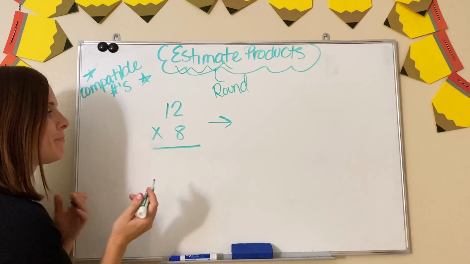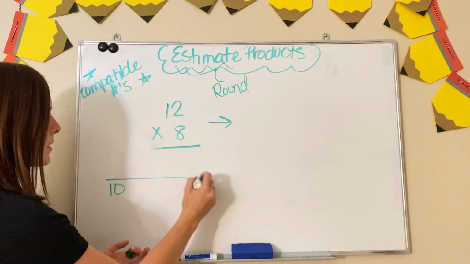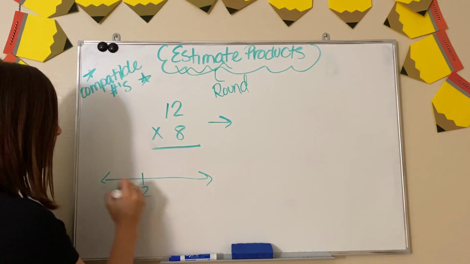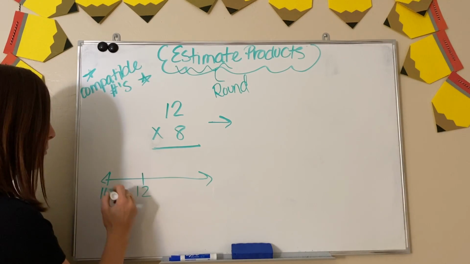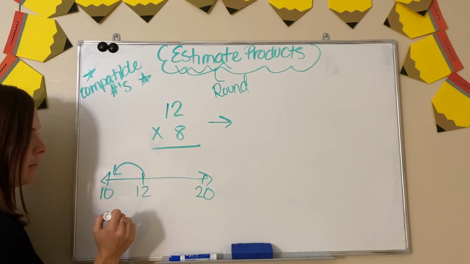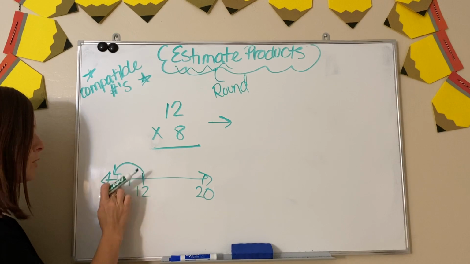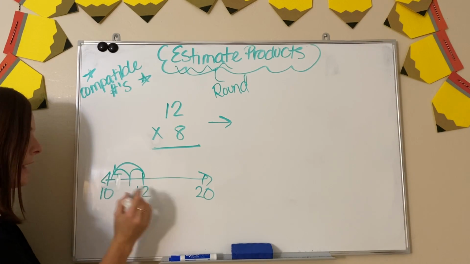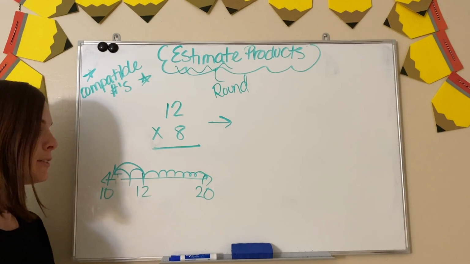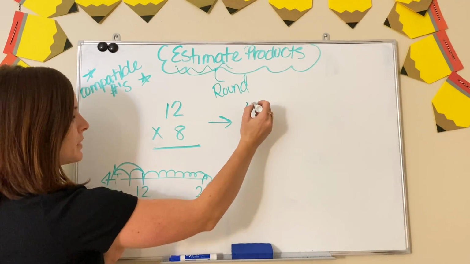So 12 is closer to 10, and I'll show that on a number line. So if I have 12, the numbers surrounding it would be a 10 and a 20, right? So 12 is definitely closer to 10 because it only takes 2 places to get to the 10, as opposed to 8 spots to get to 20, okay? So 12 is closer to 10, so it rounds down to a 10.